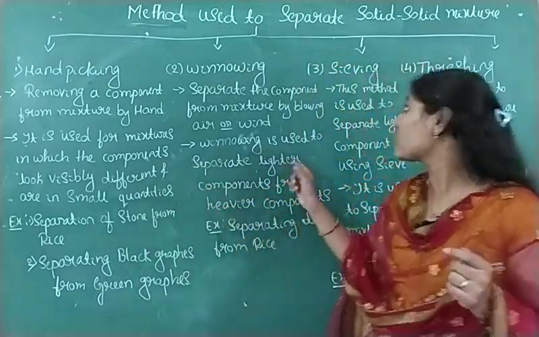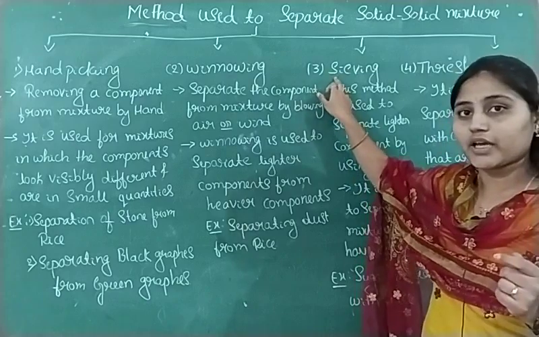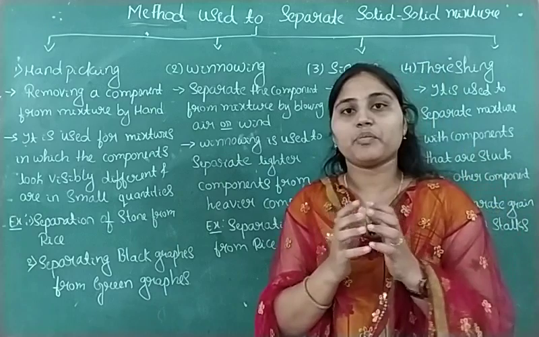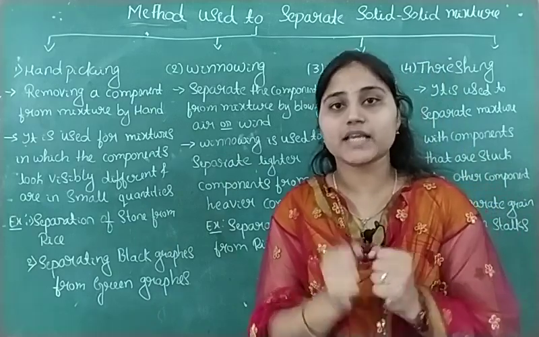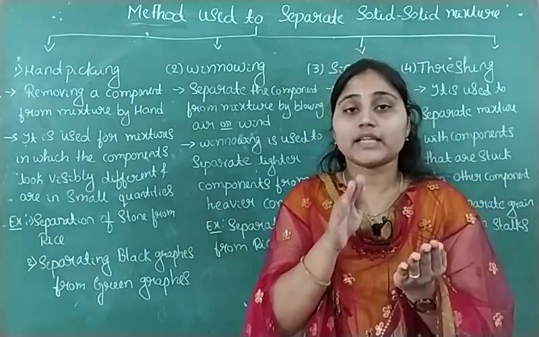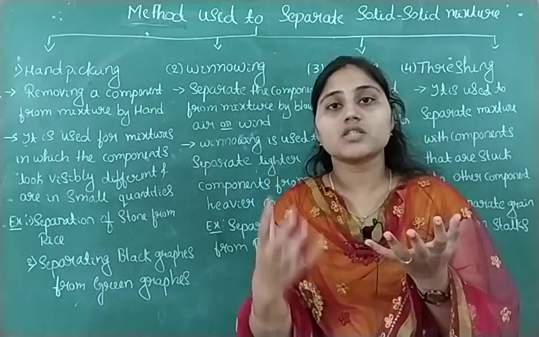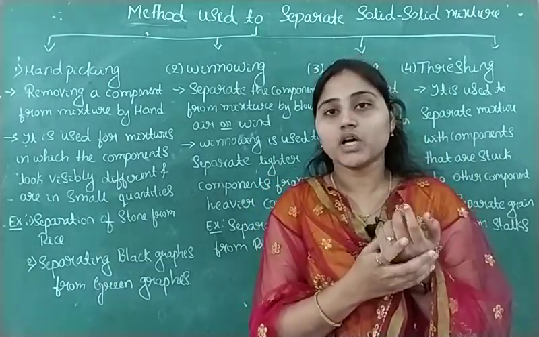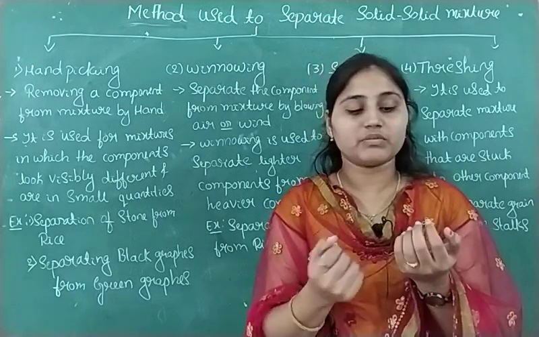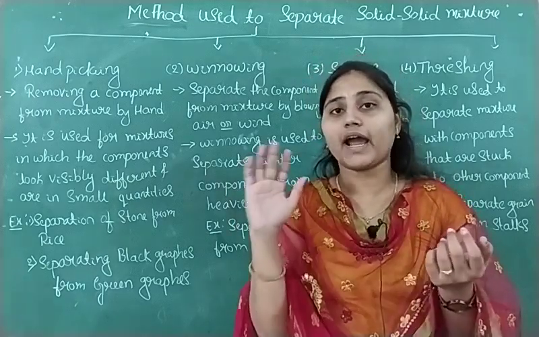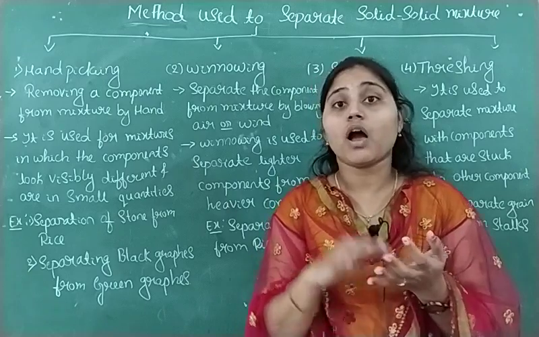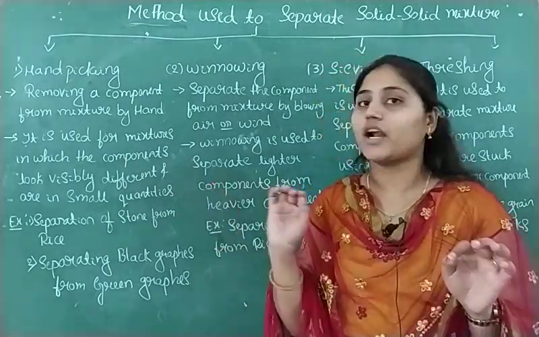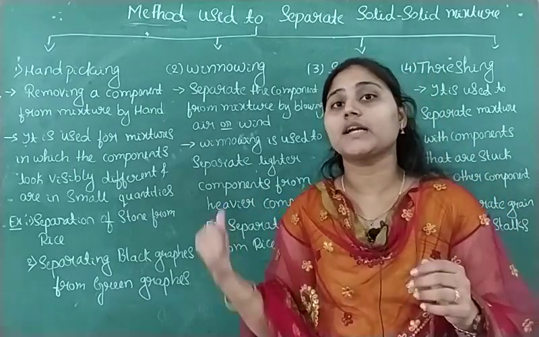Next method, what? Sieving. You know already about sieving. Here the material or mixture has components of different sizes. Again, take rice mixed with salt or sugar powder. Now we can remove the sugar powder from the rice. Can I use my hand to remove that? No. Or by blowing the air can we remove it? No. So hand picking and winnowing do not work here.